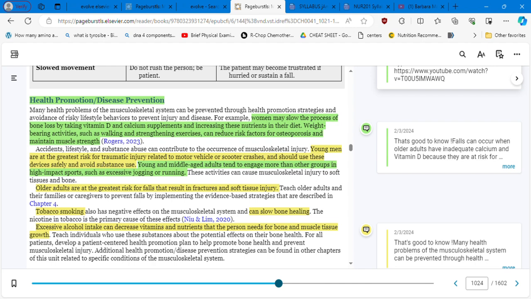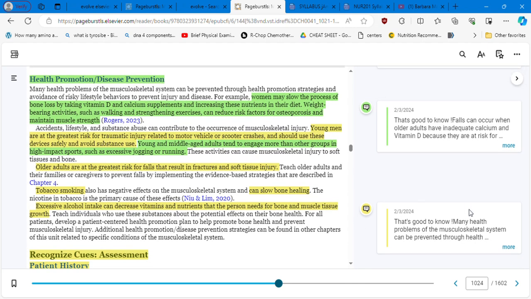Health promotion, disease prevention. So that's good to know. Falls occur when older adults have inadequate calcium and vitamin D because they are at risk for osteopenia and osteoporosis. So when we see a patient, okay, and we want to prevent falls, the first thing you're going to do is observe, you're going to check the blood levels, the calcium levels, phosphorus levels, and vitamin D.